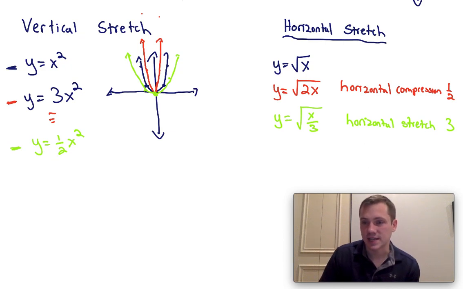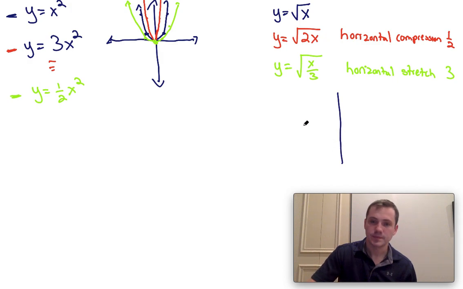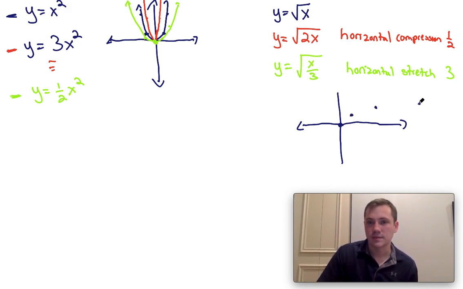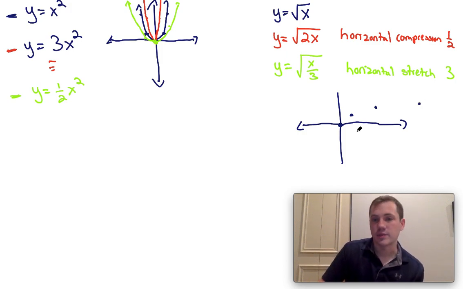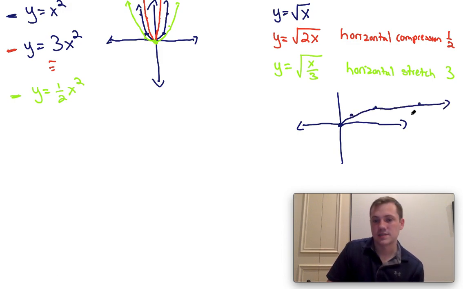So the key thing to really remember is it's just the opposite of what you think it is. So we can just sketch a quick graph of what these would look like. The square root of x starts at the point 0, 0, then 1, 1, 4, 2, 9, 3. So it just looks something like this. That's not a great curve, but I think you get the idea.